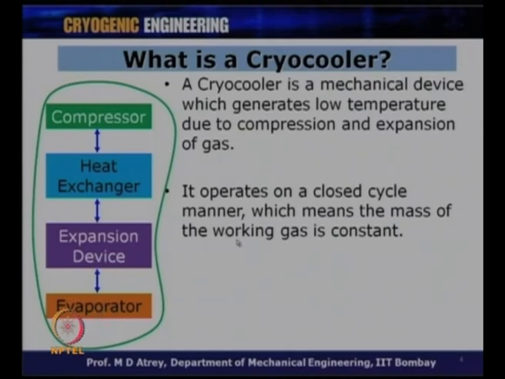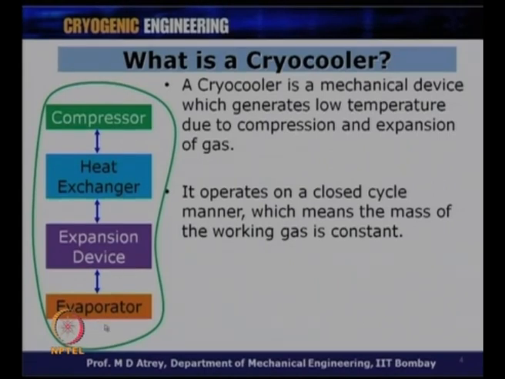An important thing about a cryocooler is that it operates in a closed cycle manner, which means the mass of the working gas is constant. Once you charge the cryocooler, like a domestic refrigerator which also works in a closed cycle manner, the gas will be compressed and expanded, which generates low temperature. So, once you charge the cryocooler with a given amount of gas, it will work in a closed cycle manner and generate a cryogenic temperature, and whatever object you want to cool, if you want to liquefy a gas, that is also possible using a cryocooler.